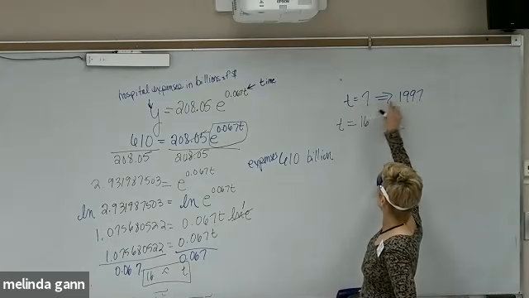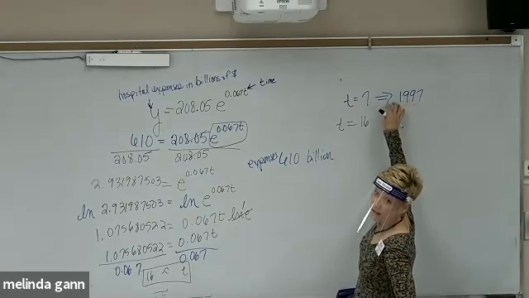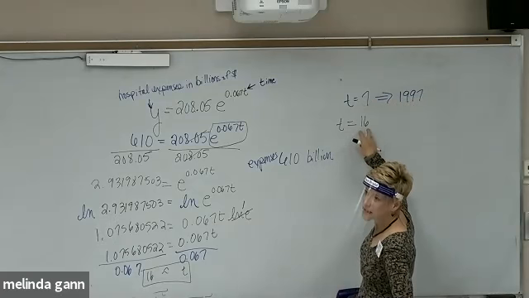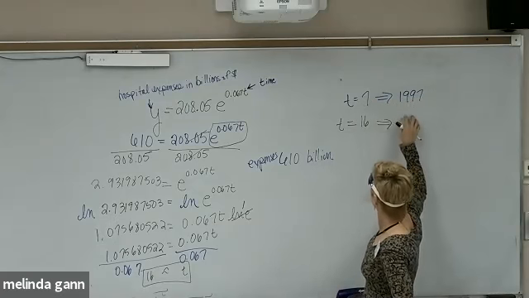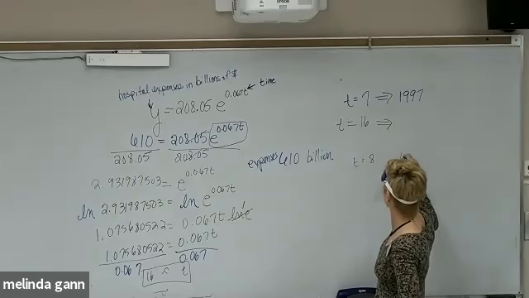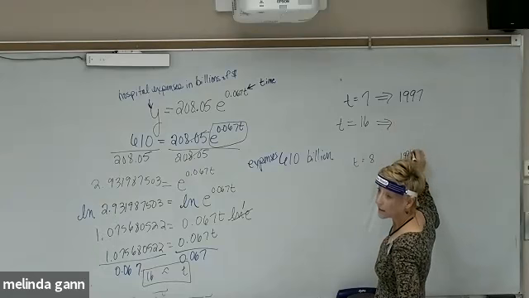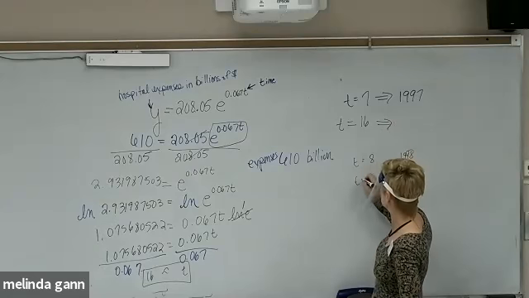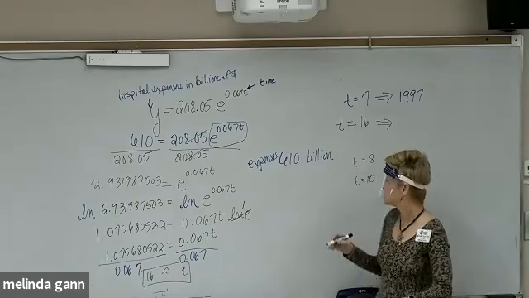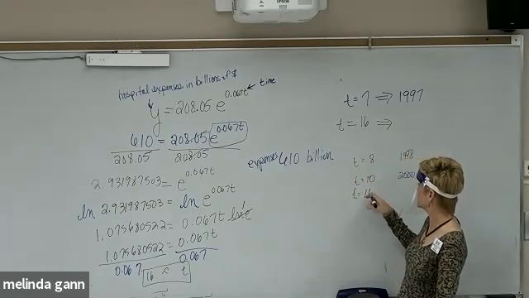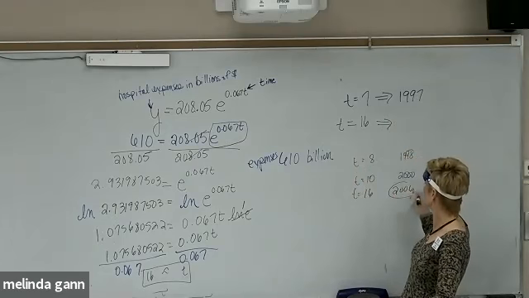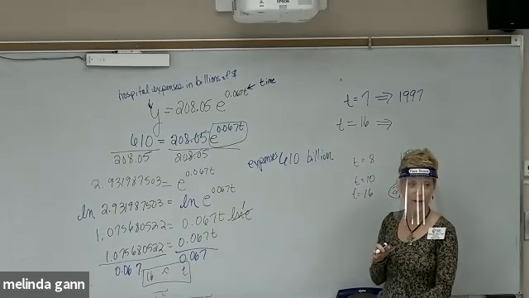They said t was 7 in 1997. What did we get t to be? We got t to be what? 16. So I didn't know what year that is. So you told me a minute ago when I said when t is 8, you told me it was what? 98. You told me when t was 10, it was 2000, didn't you? So what is t equals 16 going to be? The answer is 2006. So we've got to make sure we go back.